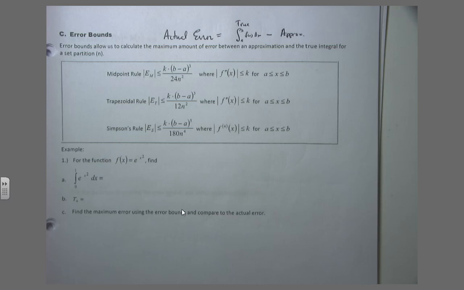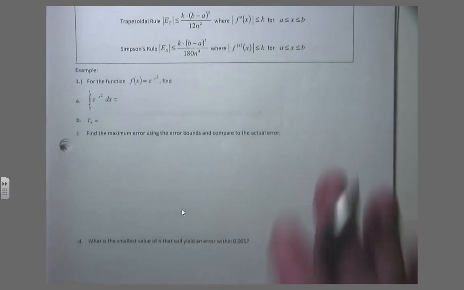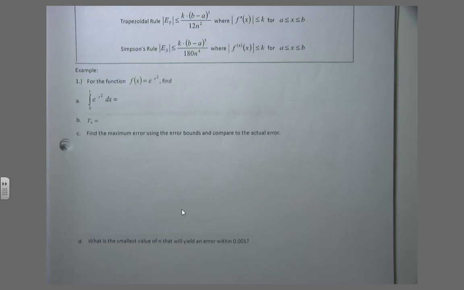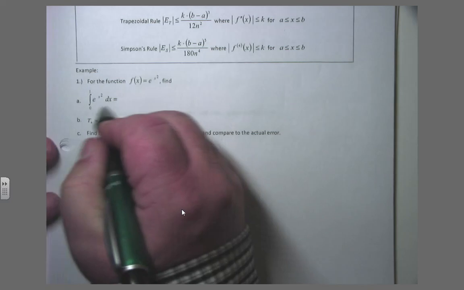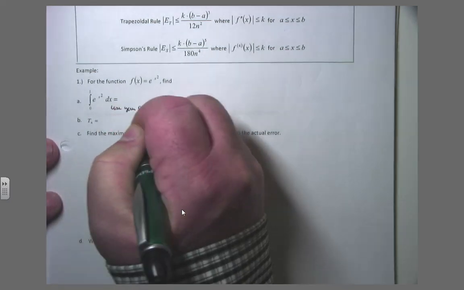All right, so here we go. Let's do a particular problem. Now, we've already done part of this. This is continuing on what we did last time. So, for the function e to the x squared, find the integral from 0 to 1 of e to the x squared dx. Now, what I meant by this was use your calculator.